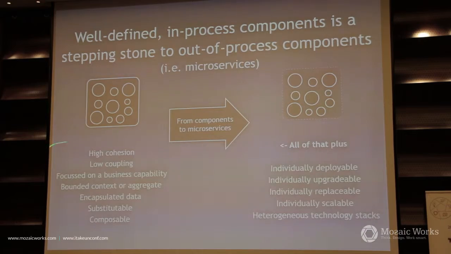So modular monoliths, what am I talking about? You know, modules, components, services with high cohesion, low coupling, focus on a business capability, maybe focus around a bounded context or an aggregate. These things have encapsulated data, they're substitutable, they're composable. Basically, it's the same design thinking that you need to get to a microservices architecture. What does microservices give you? Individual deployability, scalability, upgradability, polyglot programming, and so on and so forth.